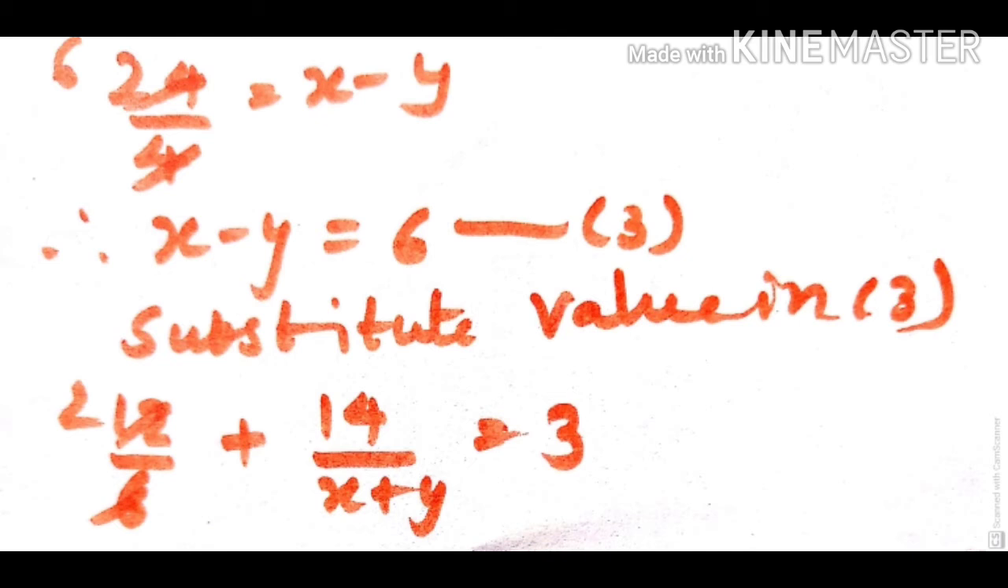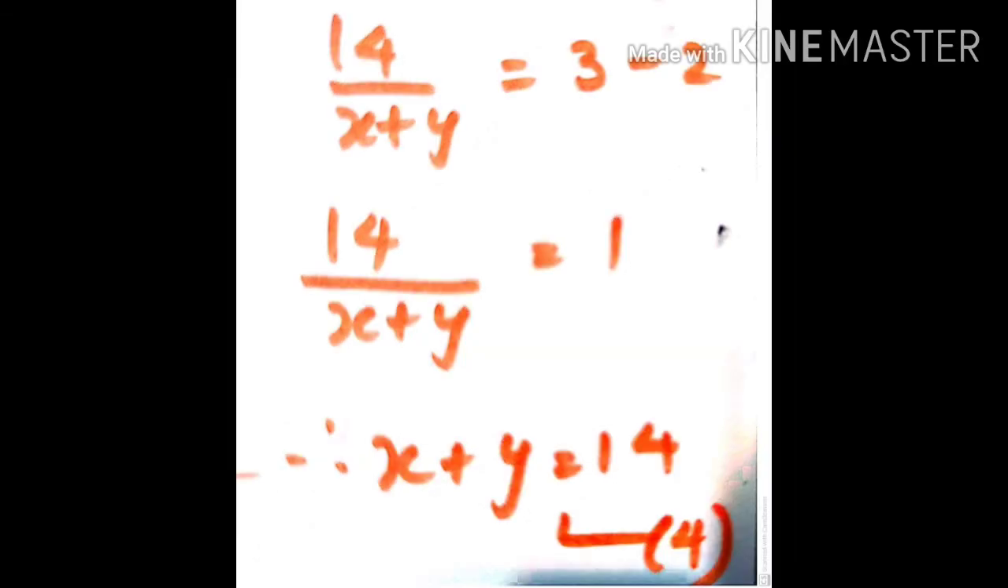In the next step you can write, so now what I did, 14 upon x plus y is equal to 3 minus 2. So 14 upon x plus y is equal to 1. So x plus y is equal to 14 by multiplying it cross way. So this is my equation number 4.